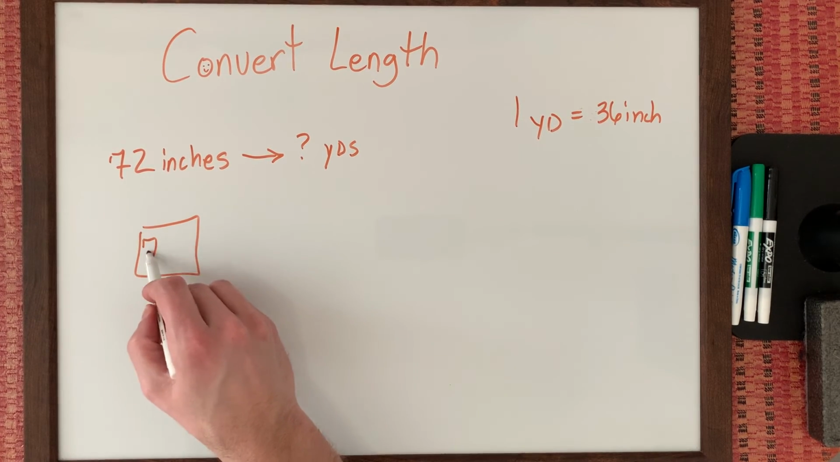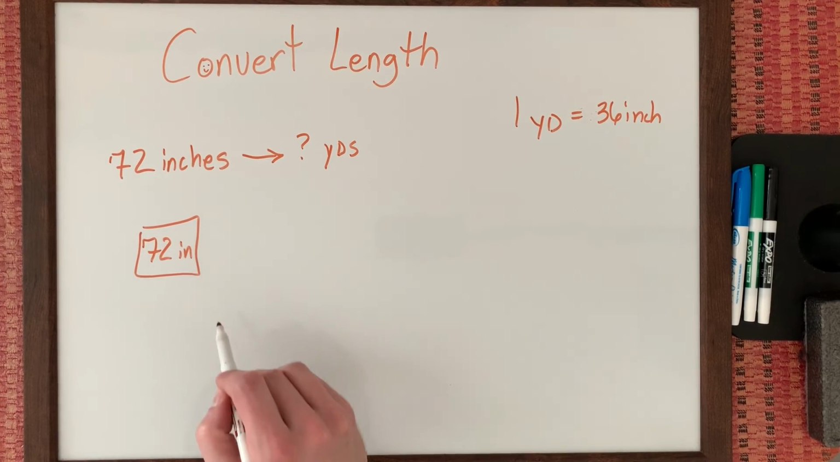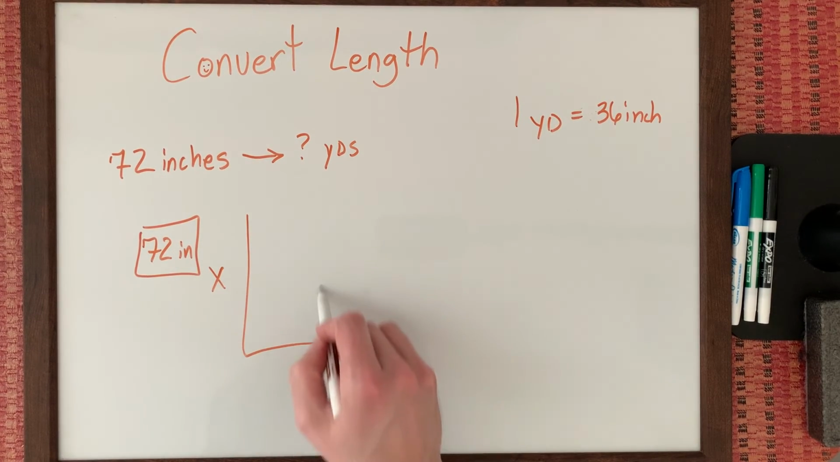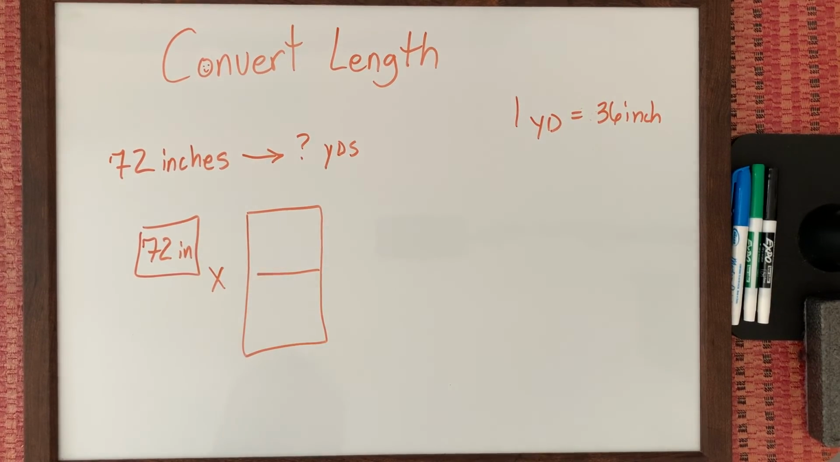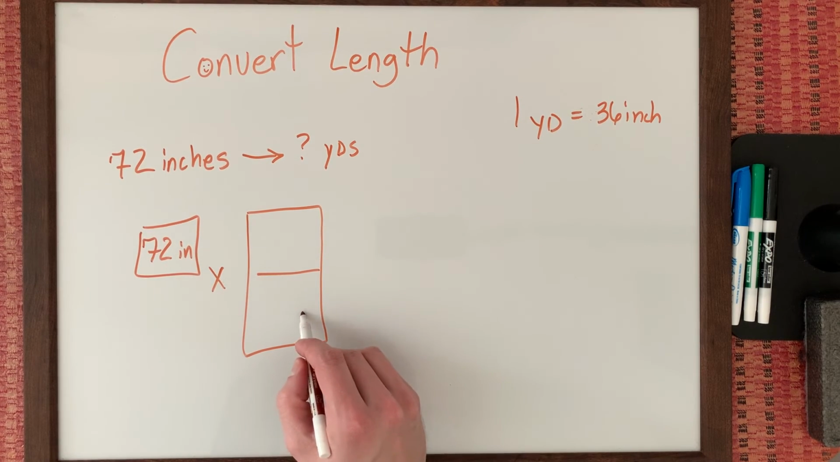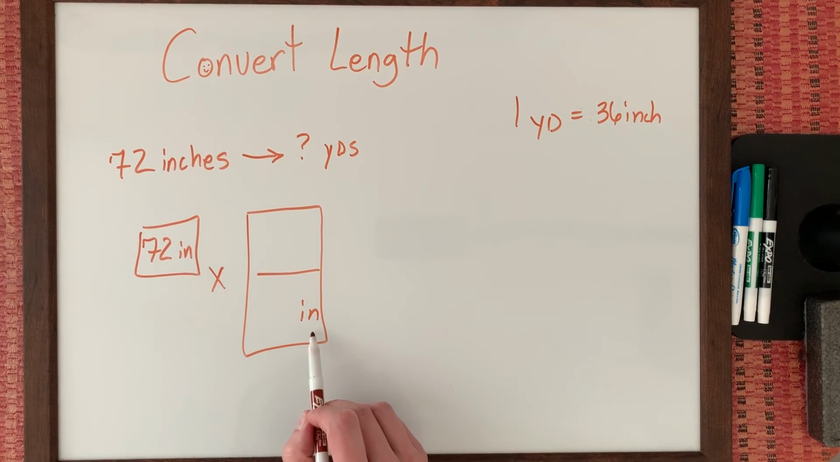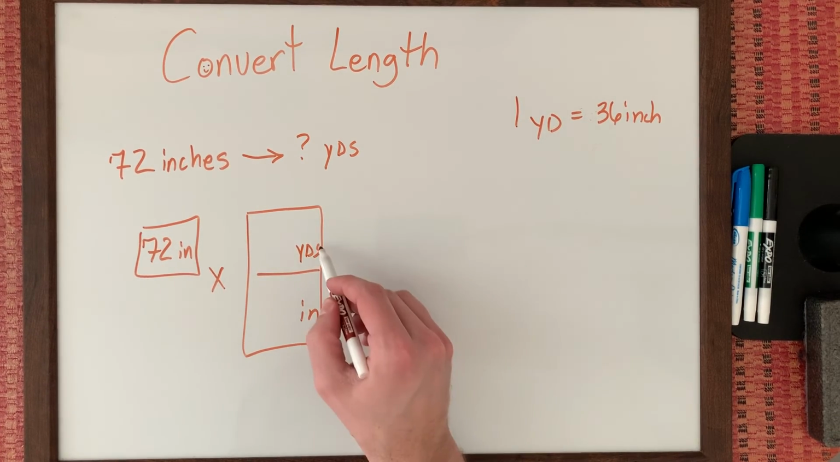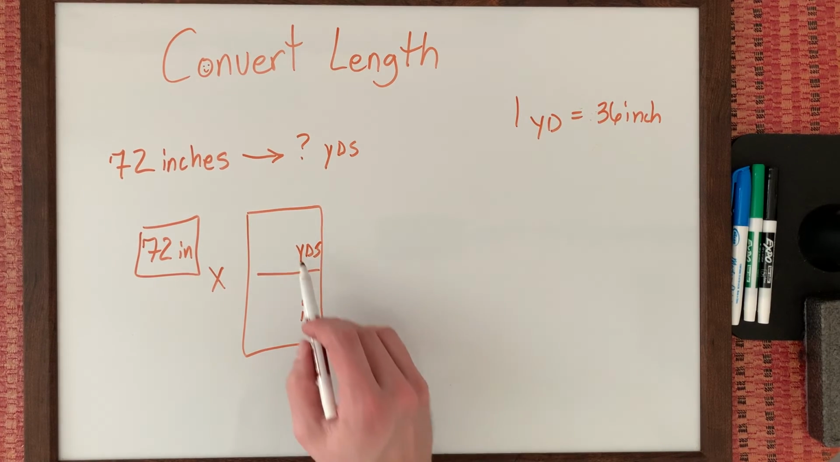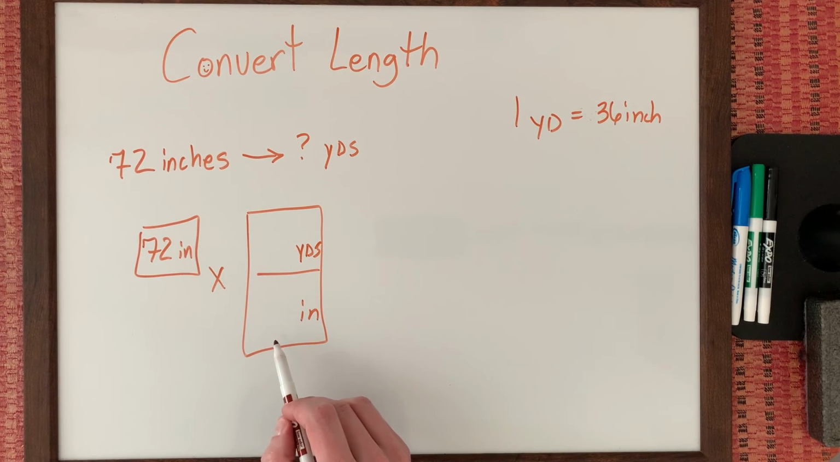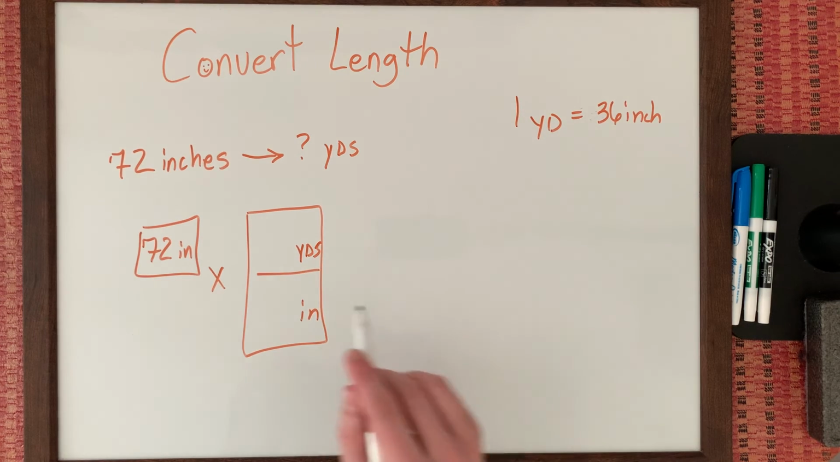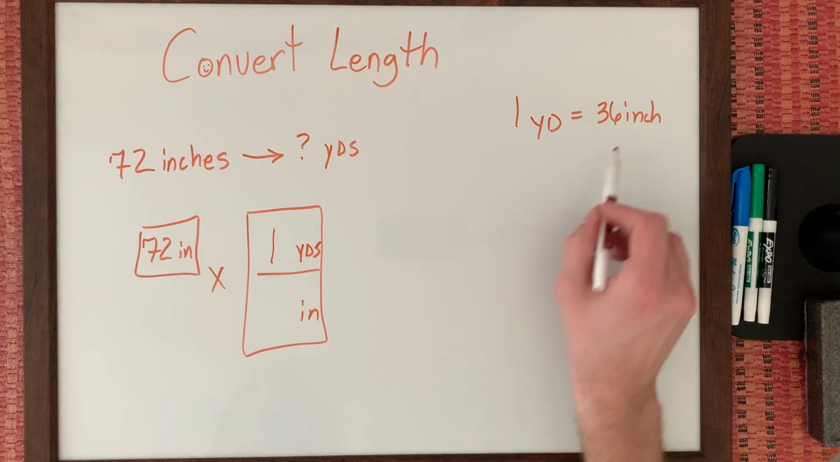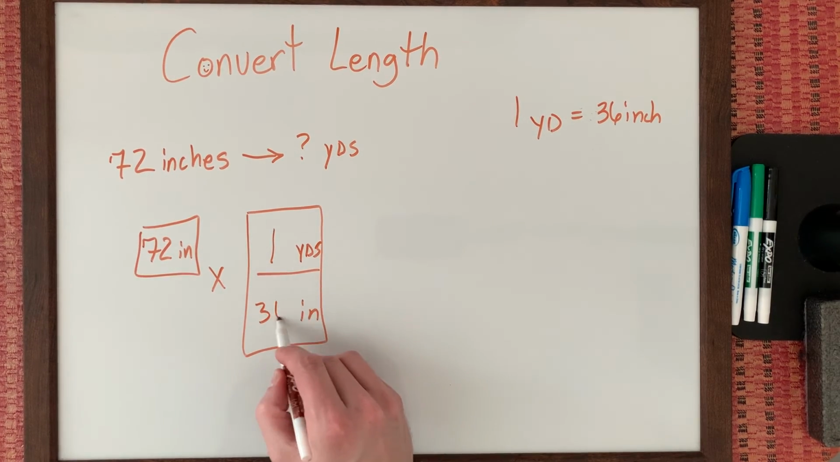I'm provided 72 inches. That's what I'm given. I'm going to multiply by a conversion factor, and I want inches to cancel. So inches goes in the denominator of my conversion factor so that it cancels. That means that yards goes up here, and now I need to fill in the numbers that go with this conversion, okay? 1 yard is equal to 36 inches.